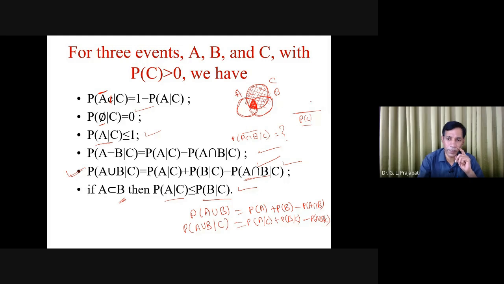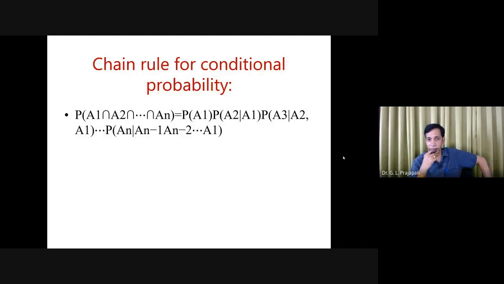So you have to compute the number of points here. If you find the number of points in A intersection B intersection C, or you just find the probability of this divided by the probability of C, it can be equal to the cardinality of A intersection B intersection C divided by the number of elements in C. This is the chain rule for conditional probability.